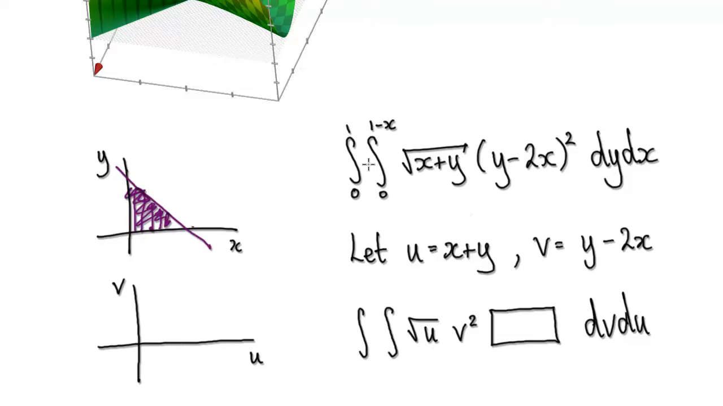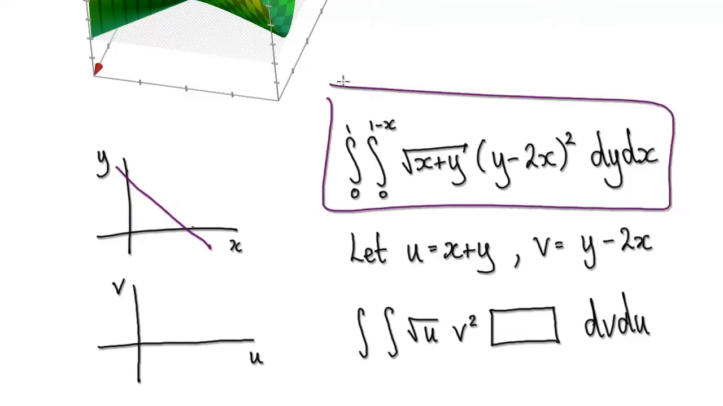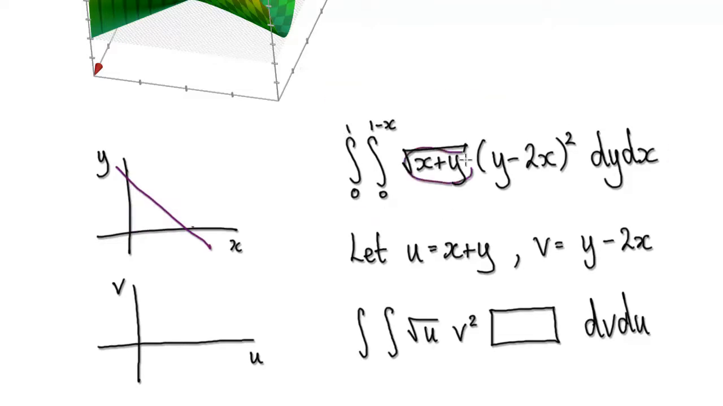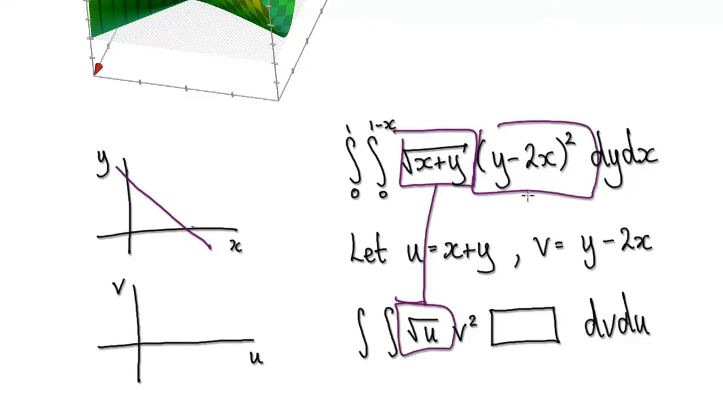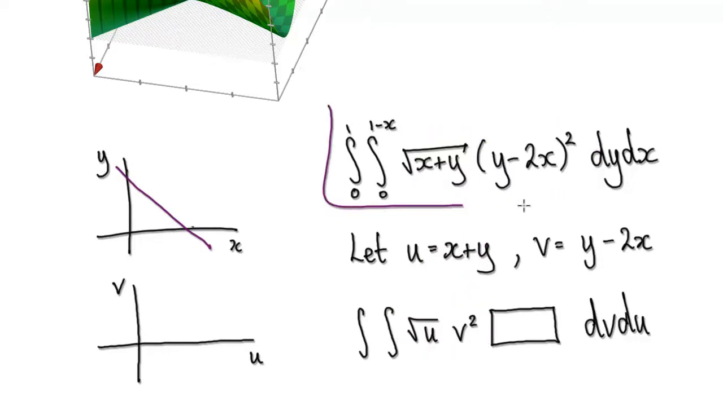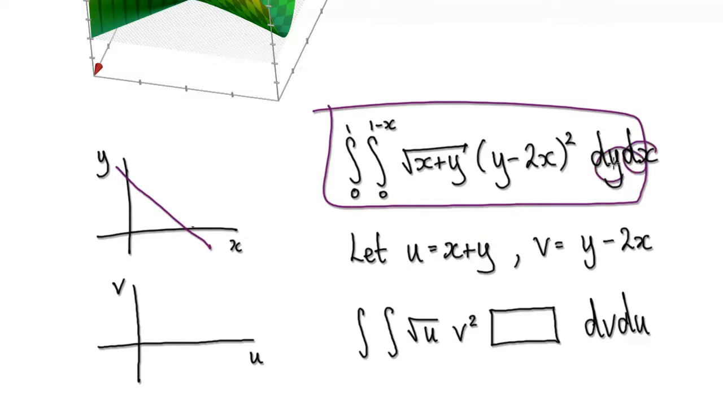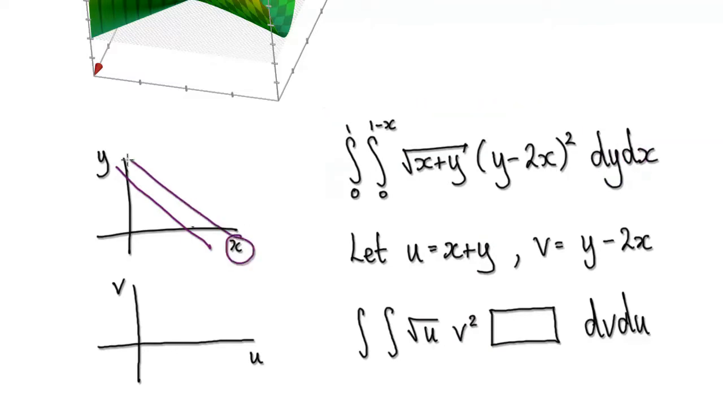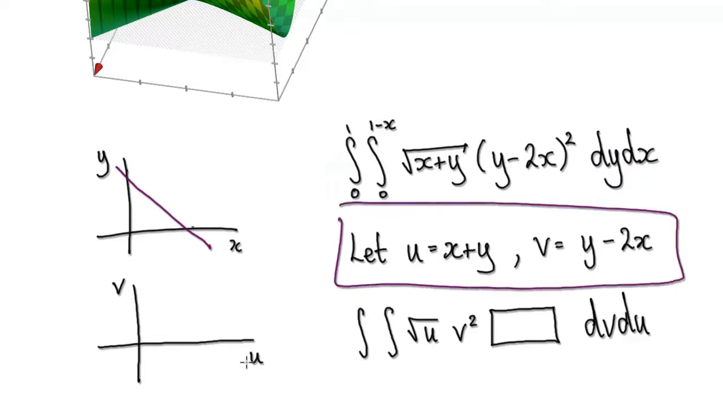So in order to evaluate this double integral, if we make this to be u, and if we make this to be v, then life becomes a lot easier. So this thing here will then become this, and then this thing here will then become v squared. So here you're working in terms of x and y. When you make this substitution, you're actually working in terms of u and v.